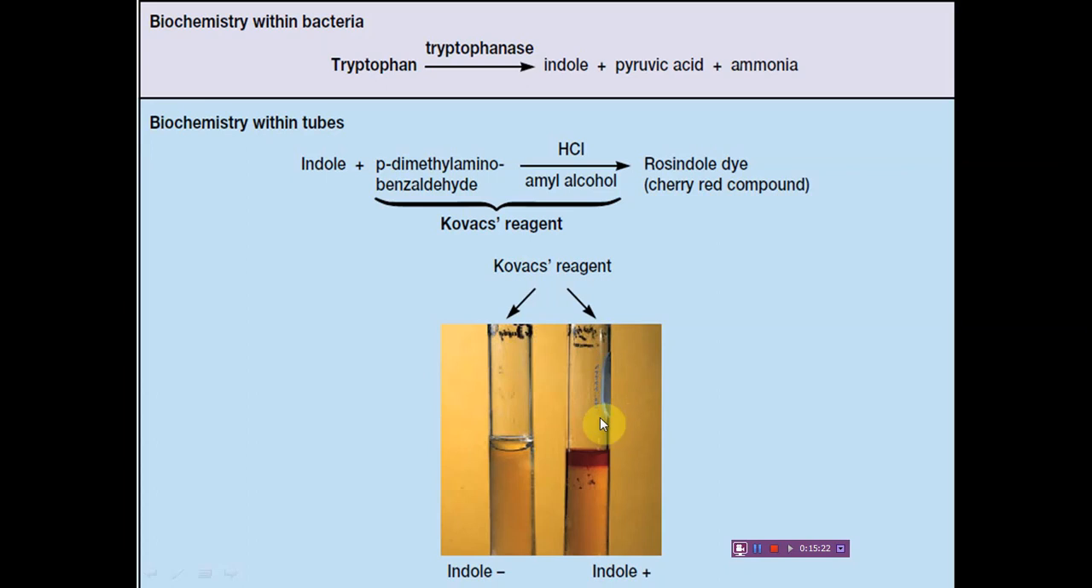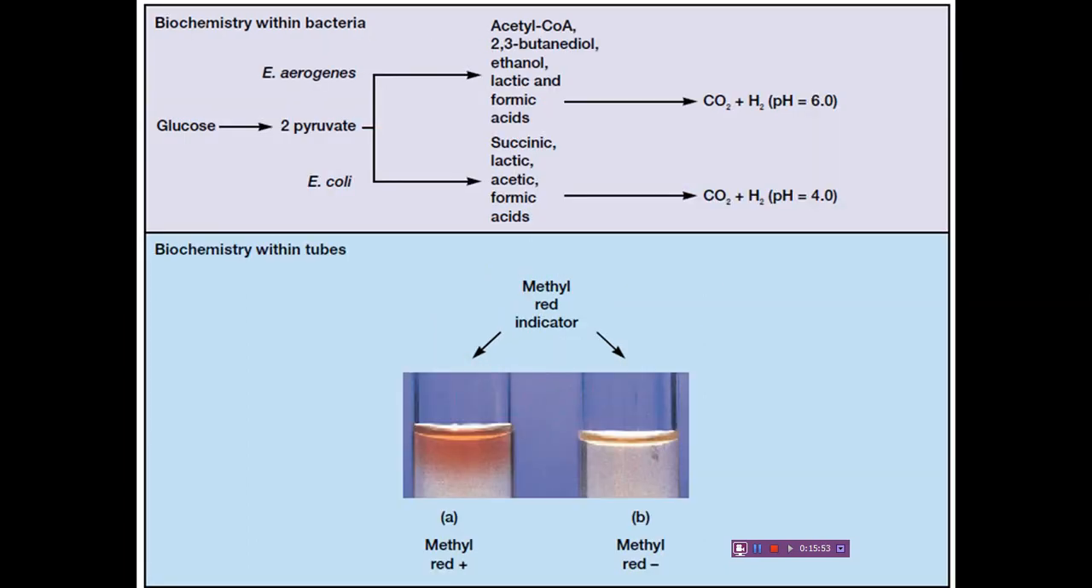After addition of Kovac's reagent, if red coloration is there at the top, it indicates production of indole. Amino acid tryptophan is broken down into indole, pyruvic acid and ammonia. Pyruvic acid and ammonia are utilized by the cells while indole accumulates as a byproduct. This indole reacts with the Kovac's reagent, which is a type of aldehyde, forming a cherry red colored compound called rosindole. The cherry red coloration indicates positive indole production.